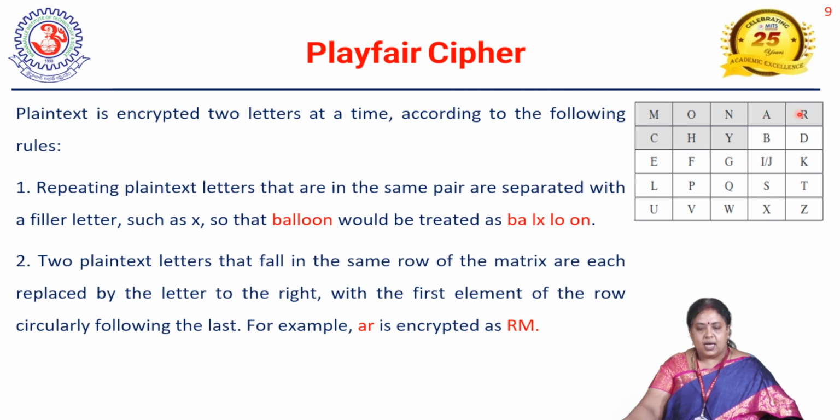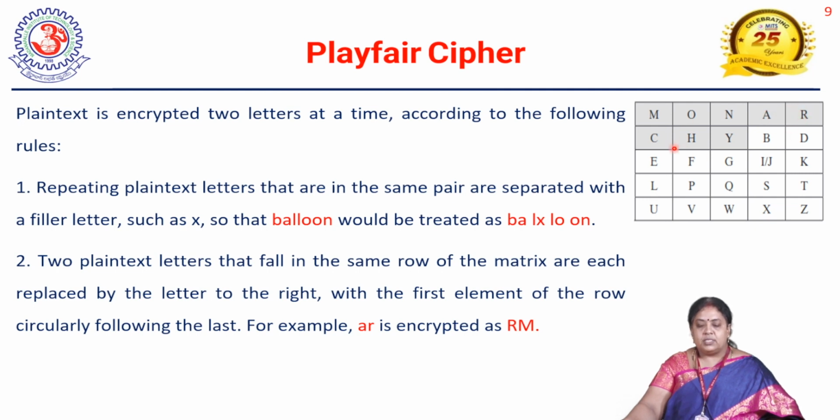A is here, R is here. That means two letters are lying in the same row. Okay, then A is substituted by the right letter, that is, A is substituted by R. And R is substituted by M. We have to view this as circular. Is it clear? So if the letters are in the same row, then you have to take the next right letter, and substitute the letter with it.